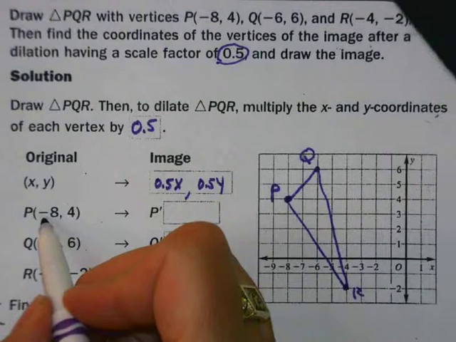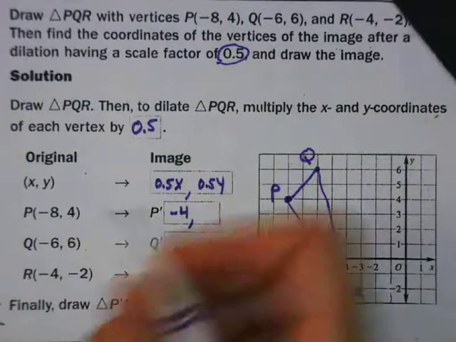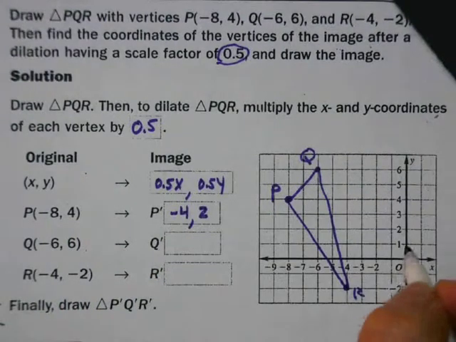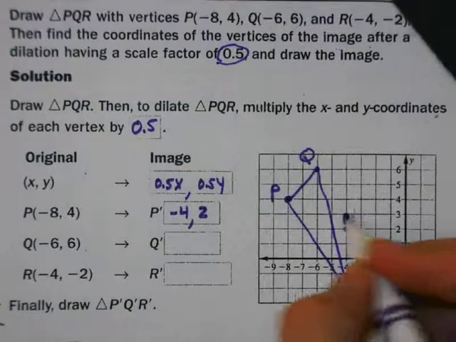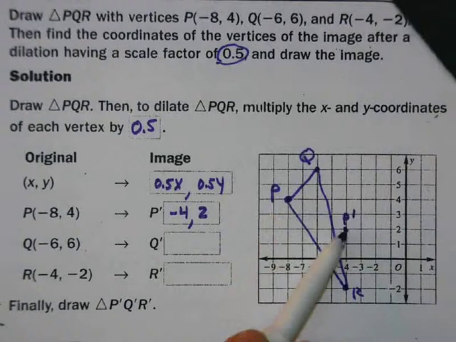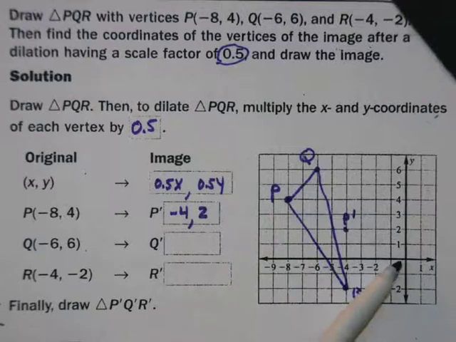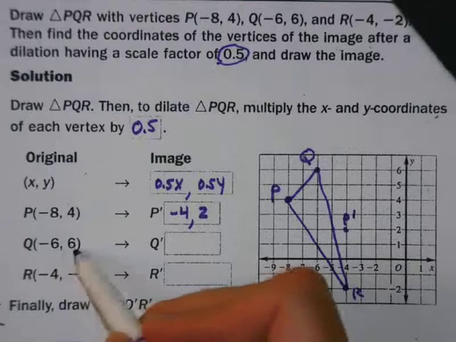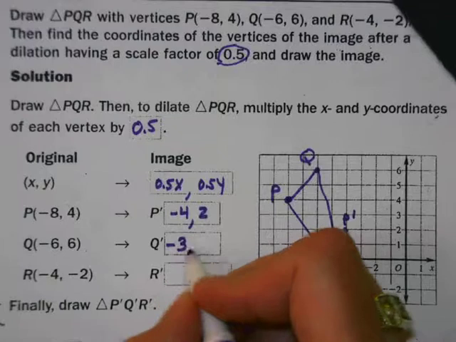So -8 times 0.5 is -4. 4 times 0.5 is 2. So the new point, P prime, is going to be at -4, 2. That's this point here, P prime. So notice that P moved closer to the origin in this case. Our scale factor is a number less than 1, so our image is shrinking down towards the origin. Q, again, we're going to multiply each of these by 0.5 in order to get Q prime. So this is going to be -3, 3.